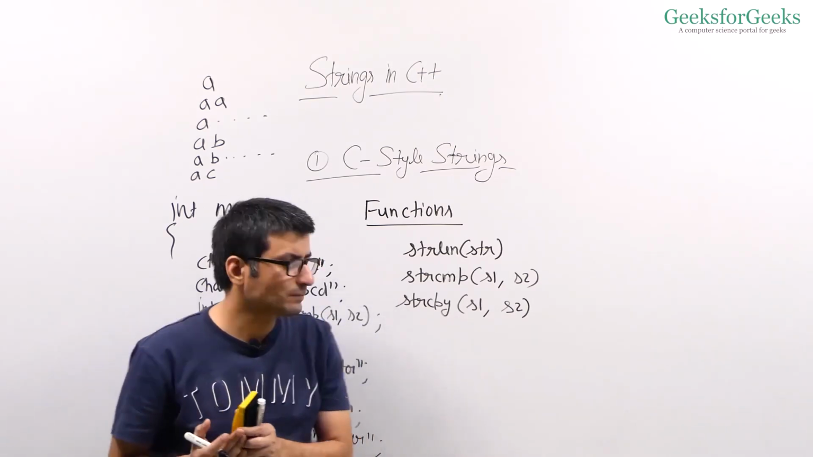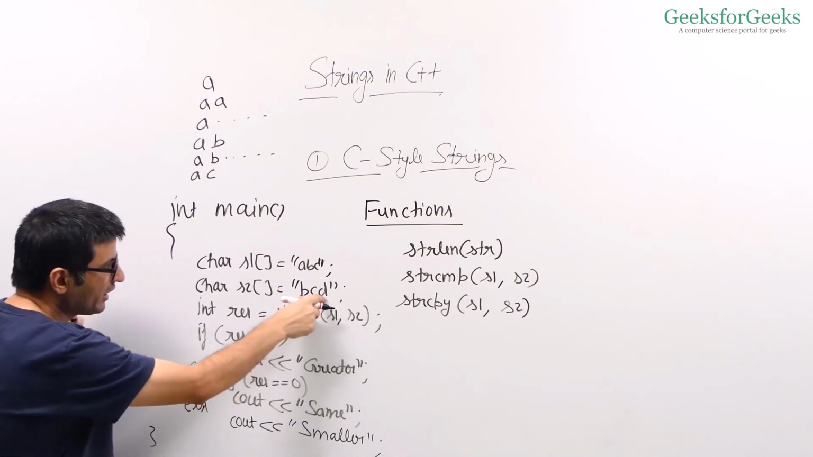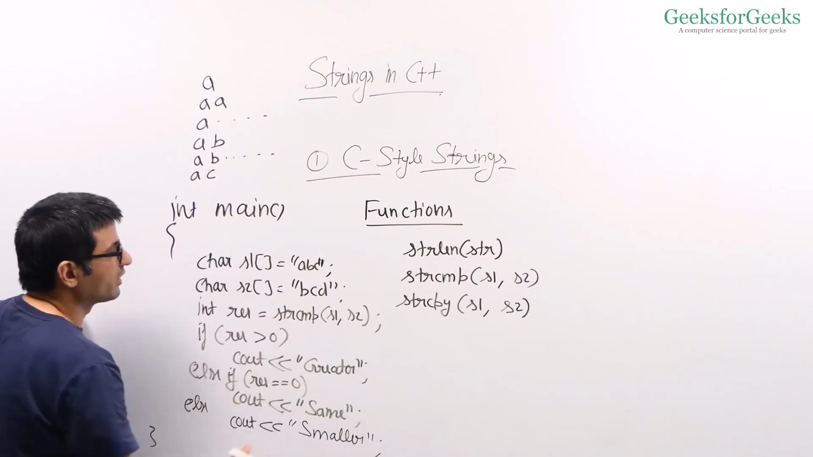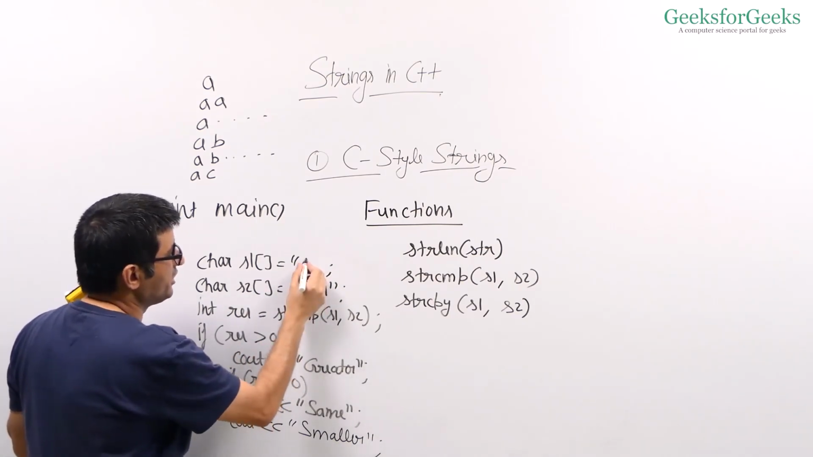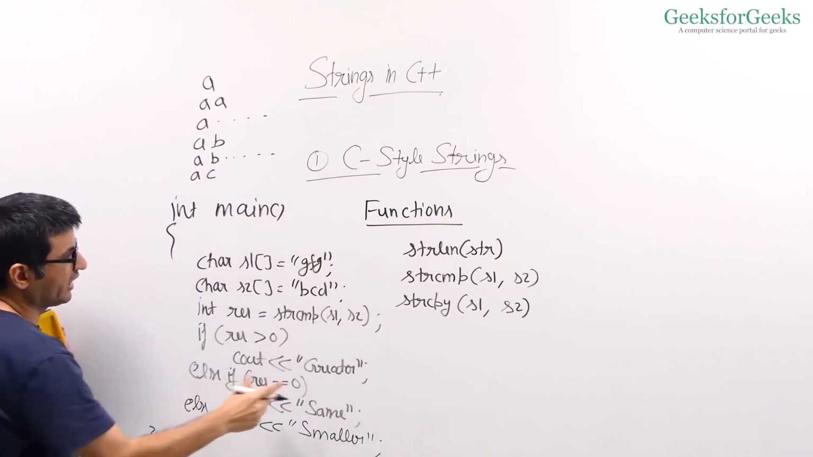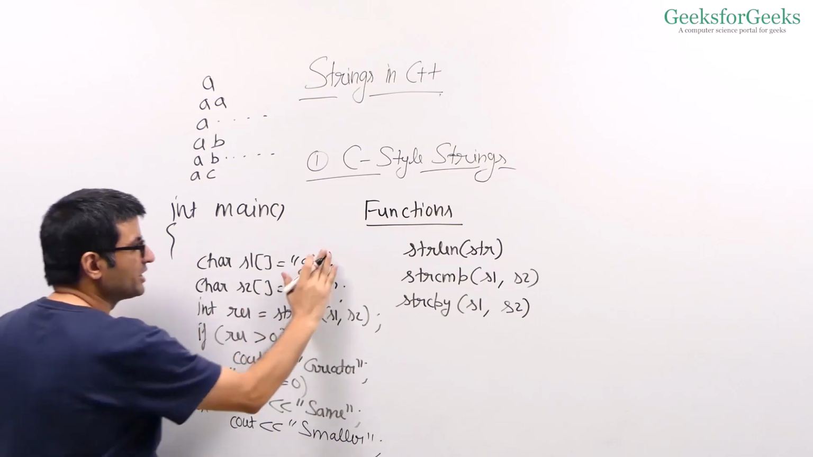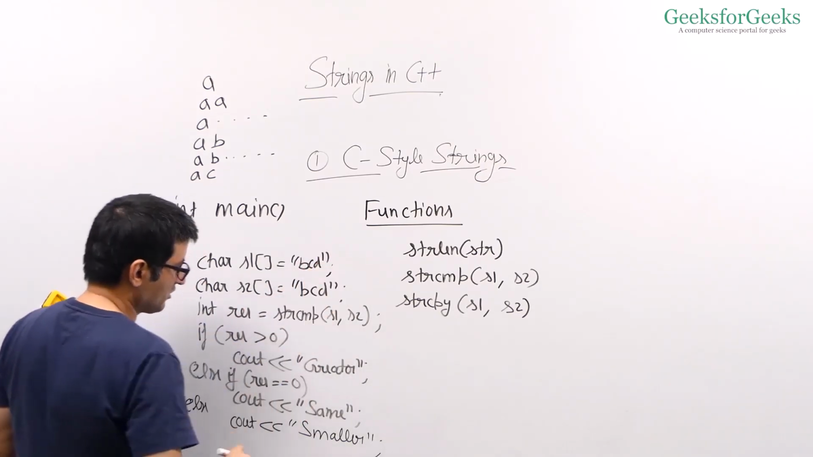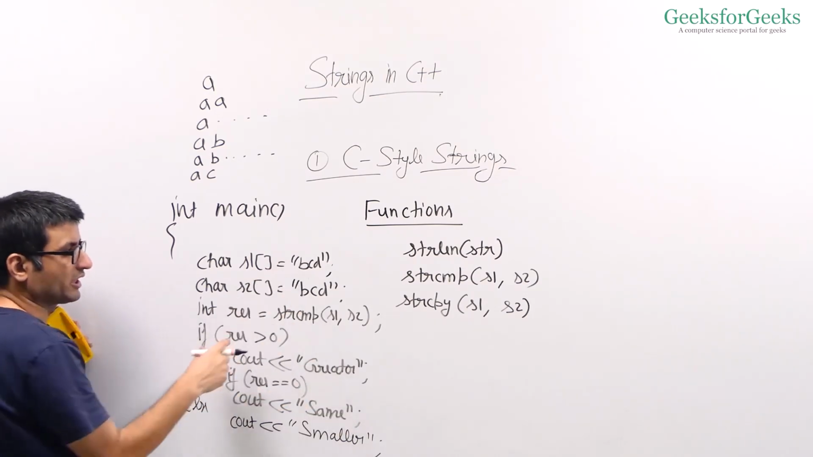So if I put ABC and BCD, ABC is lexicographically smaller, so I'll get the output as smaller. If I change the input, say I put here GFG, then I will get greater because GFG is greater than BCD. And if I put BCD, which means both the strings are the same, then I'll get 0 and my output will be the same because both the strings are the same.